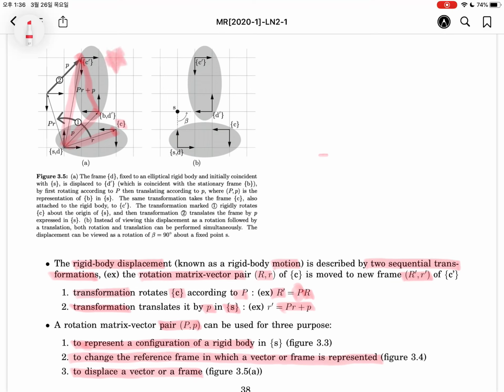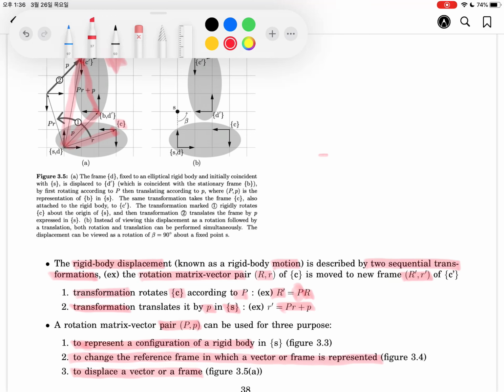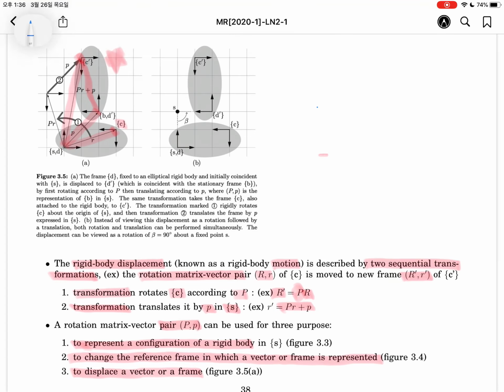Okay, one more. Let's introduce the screw motion here. Actually, this rigid body is rotated and translated, then we can get it. If you consider this kind of motion, we can get some point. This point is chosen, and then if we apply some rotational angle beta here, then we can make the same movement.